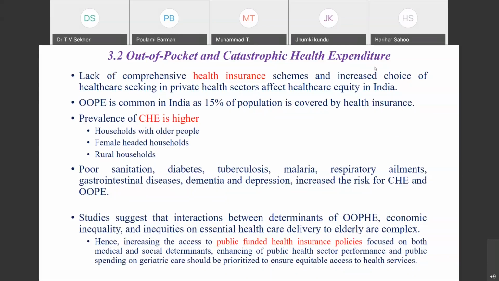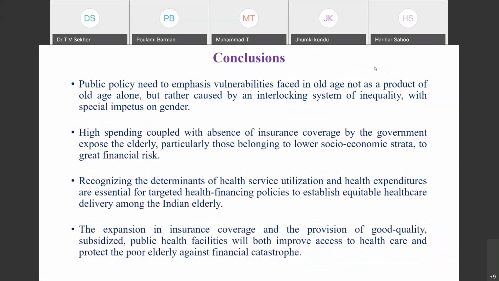Coming to conclude, in order to address geriatric healthcare needs effectively, it is crucial for public policy in developing countries to be grounded in an understanding of the vulnerabilities faced in old age, not as a product of old age alone, but rather as caused by an interlocking system of inequality with special impetus to gender. There is high spending coupled with absence of insurance coverage among the elderly, particularly those belonging to lower socioeconomic strata.